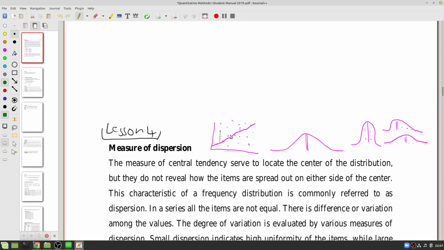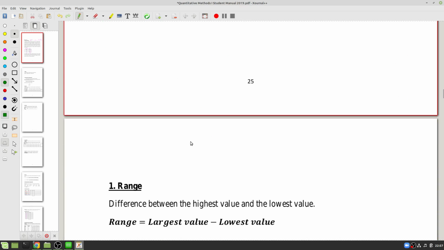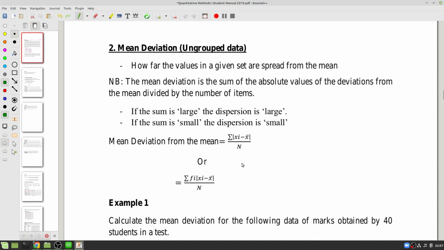Right? Because these values are quite far from the mean. That's the idea. If all the values were like here, it'll be a small mean deviation because all the values are pretty close to the mean. Okay, and here's our formula.